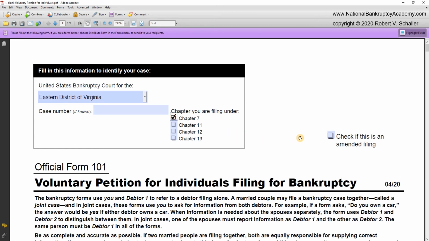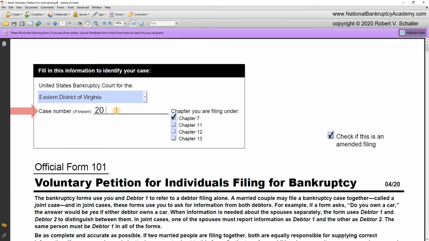To the far right over here is another box, and it's labeled, check if this is an amended filing. This is not an amended filing. This is the first time the case is going to be filed, so this box would not be checked in the example of George and Martha Washington. However, if it was an amended filing, then you would go ahead and check the box as I'm doing now, and then you'd move back over to the case number if known, and you would enter the case number in.